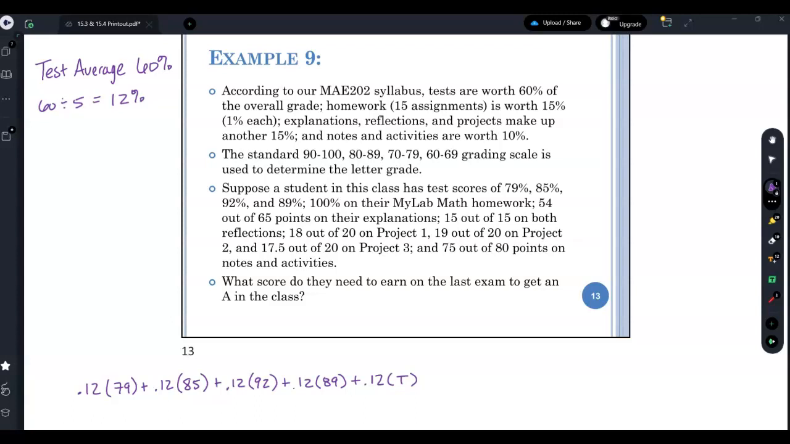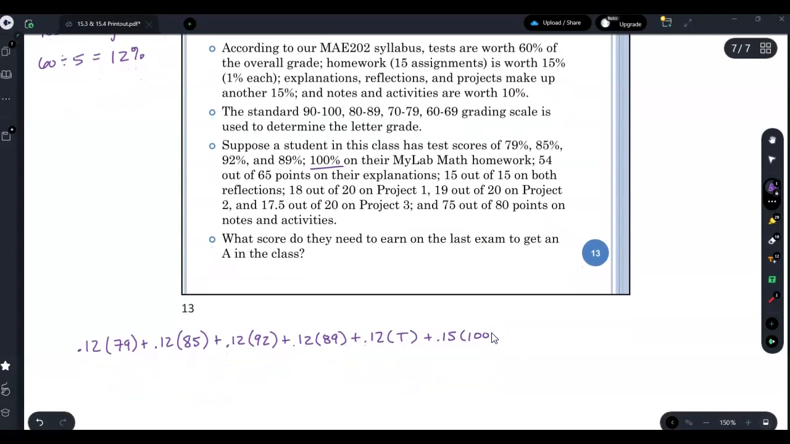All right, so then I want to get the rest of the grades. Right now this is only 60%. I know that the MyLab Math was the next thing listed, and that's 15%. So if I know the homework average, I could multiply that by 0.15. And in this case, the student has 100% on their MyLab Math homework, so I could do 0.15 times 100.